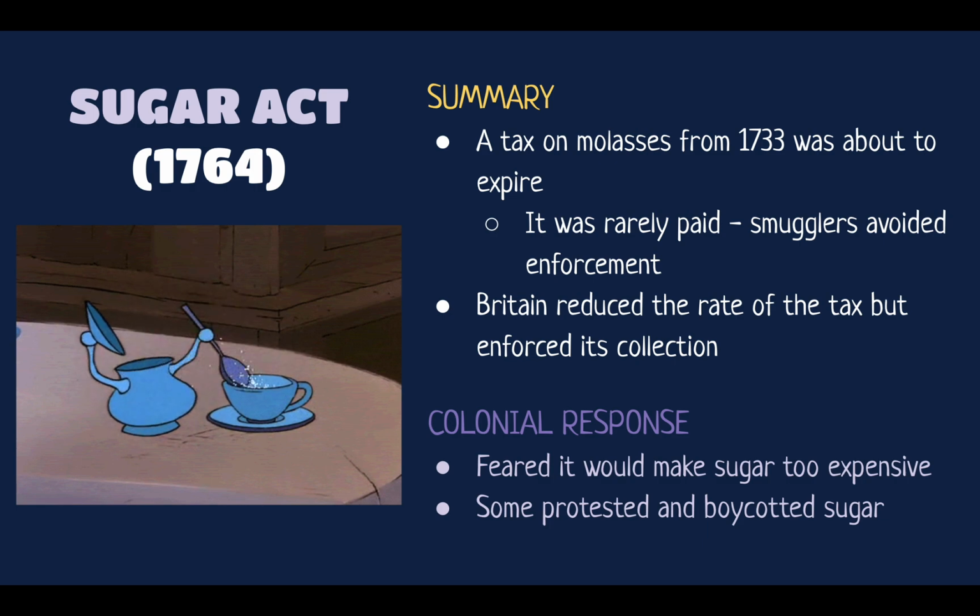The Sugar Act, and this is where we get into some of those specific taxes, was written in 1764. This is a tax on molasses specifically. There was a tax that had long been in effect from 1733, but that tax was about to expire. It was hardly ever paid because oftentimes individuals with ships would simply smuggle their sugar from places like the Caribbean into the colonies, and it wasn't really enforced. No one was really checking to make sure that the tax on this molasses was paid. So the Sugar Act actually reduced the rate of the tax, making it a lesser amount, but the British government decided they would enforce the collection.